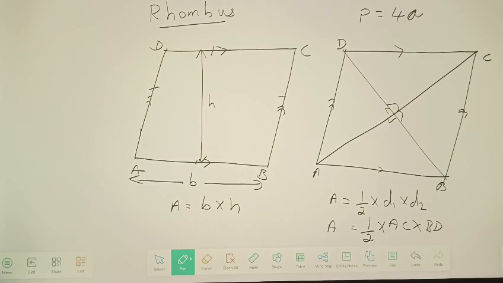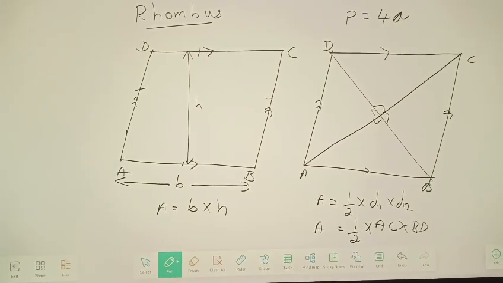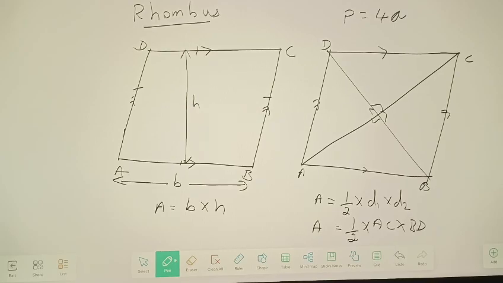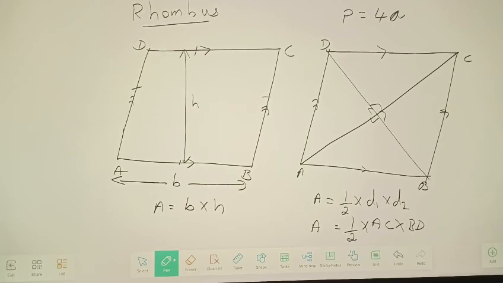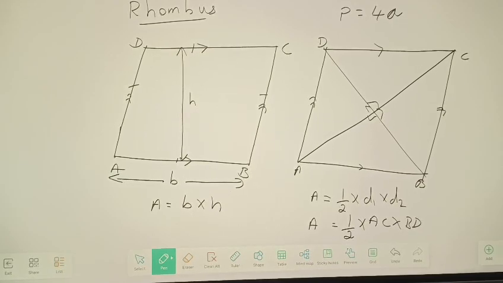Then on the right side you can see another figure with its diagonals, rhombus with diagonals. When the diagonals are given, the formula to find area is half into d1 into d2, where d1 and d2 are its diagonals. That is why area equal to half into AC into BD. Because in parallelogram you know that the diagonals bisect each other.